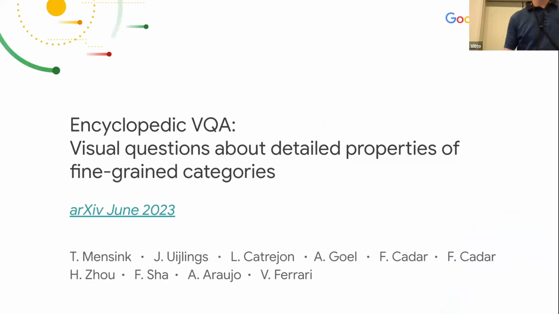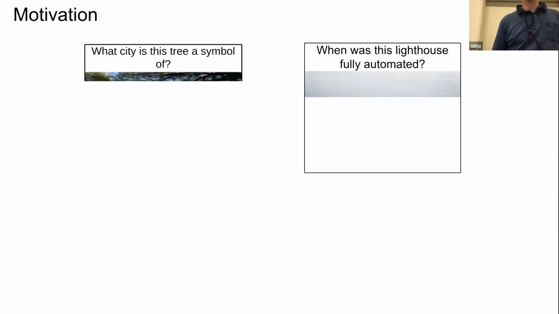The first is Encyclopedic QA. And let's start with a trial. You guys, what city is this tree a symbol of? And when was this lighthouse fully automated? Any takers? No? Don't tell me you don't know. Really? You want to be beaten by a language model? Nobody? Nobody? Well, good news.